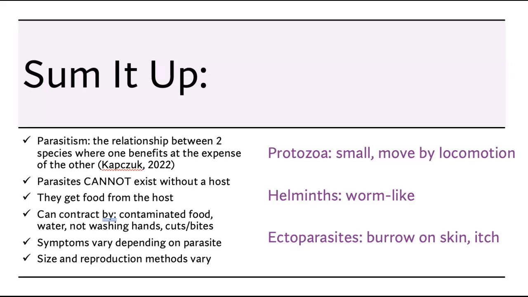So, just to recap, protozoa were the very small ones that we first talked about. They move by locomotion and can't be seen with the naked eye. Helminths were the ones that resembled worms. They vary in size, large to small, and they reproduce sexually. And ectoparasites are the ones that burrow on your skin and itch badly. Lice, fleas, ticks. They resemble small bugs.